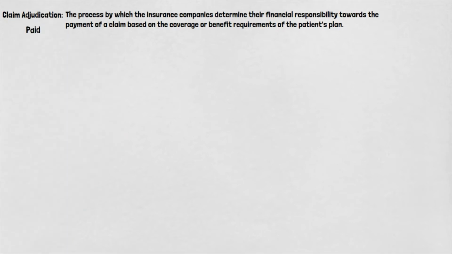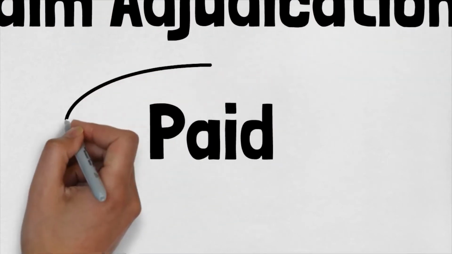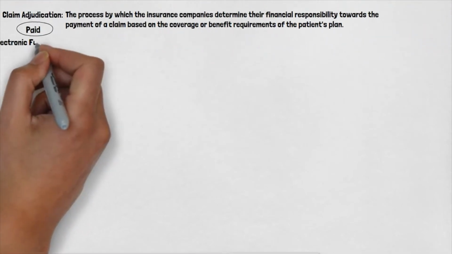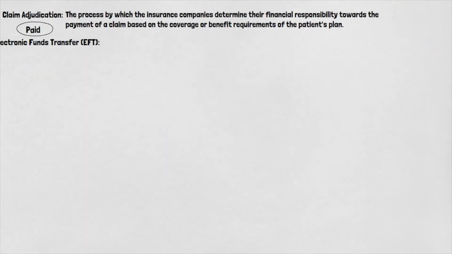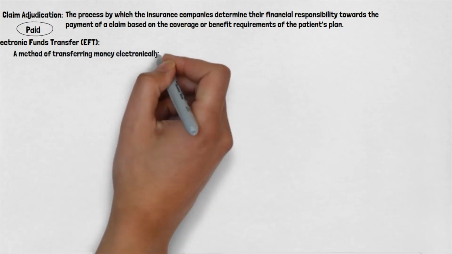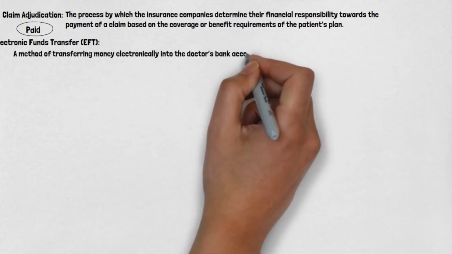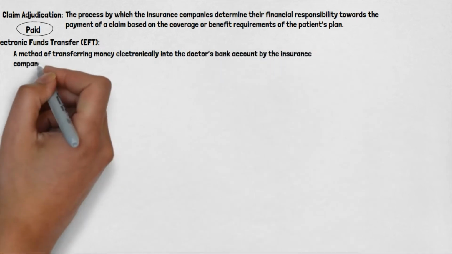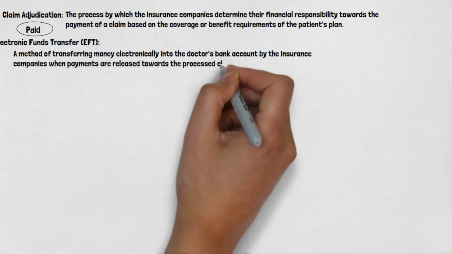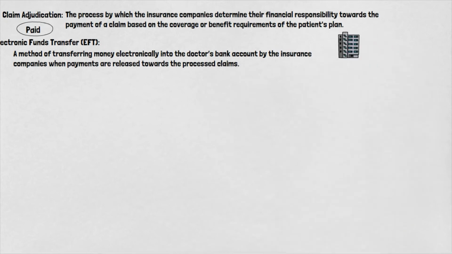Once the claims are processed and paid, the insurance company is going to transfer the money into the doctor's bank account electronically, which is known as electronic fund transfer, a method of transferring money electronically into the doctor's bank account by the insurance companies when payments are released towards the processed claims. In India, we use the term NEFT, which is National Electronic Fund Transfer.